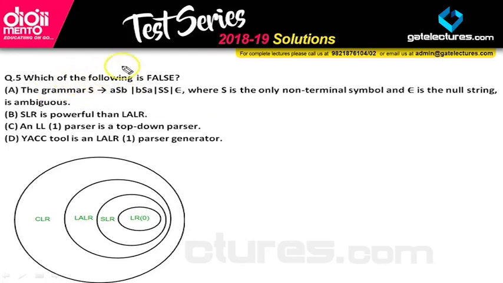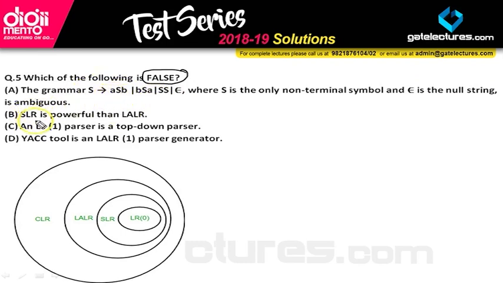So we have the next question here. They are asking which of the following is false, so we have to pick out the false statement, okay? The first option says the grammar, where S is the only non-terminal symbol and epsilon is the null string, is ambiguous. So we have to check whether this grammar is ambiguous or not.